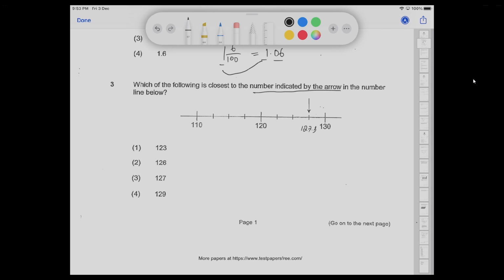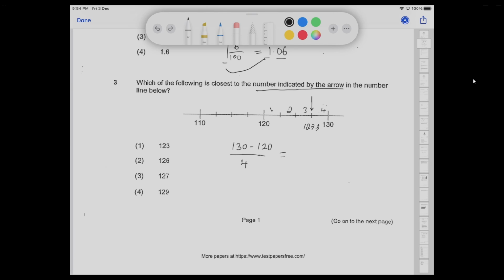127.5. Or you can simply divide 130 minus 120 divided by 4, because there are 4 spaces here, 1, 2, 3, 4, to get the difference here, and you'll find that it's 2.5. And if you do 130 minus 2.5, you'll get 127.5. You can also check this is going to be 125, 122.5, and that's just a way of making sure that this number is indeed 127.5.